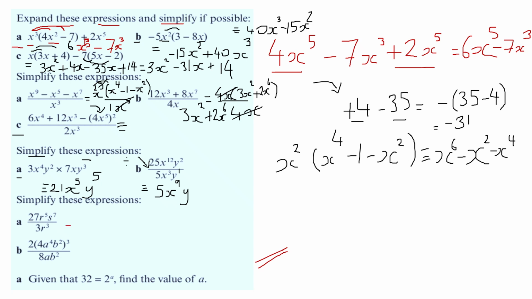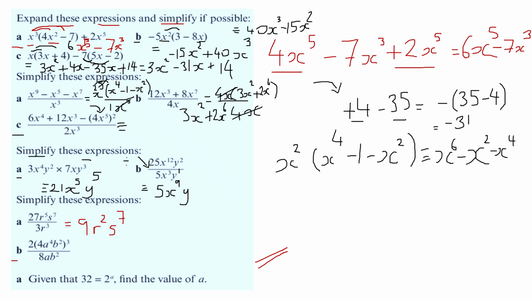Next up, we're asked to simplify the following expressions. So we've got 27 r to the power of 5, s to the power of 7, all over 3 r cubed. Well, 27 divided by 3 is 9. R to the power of 5 divided by r cubed, I'm going to subtract the powers of r, 5 take away 3 is 2. And then I'm going to tag on the s to the power of 7.